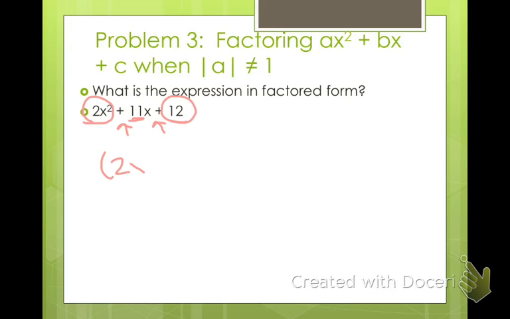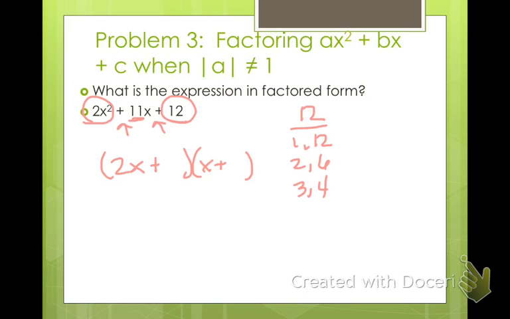So I don't really have a lot of options for 2, so it's going to be x and x. I know they're both positive. Now my possible factors of 12 are 1 and 12, 2 and 6, 3 and 4. I need to find what combination of these can I put in that's going to add up to be 11.